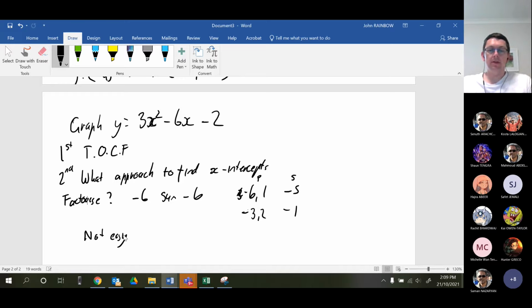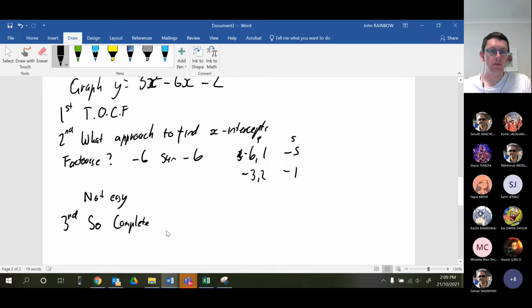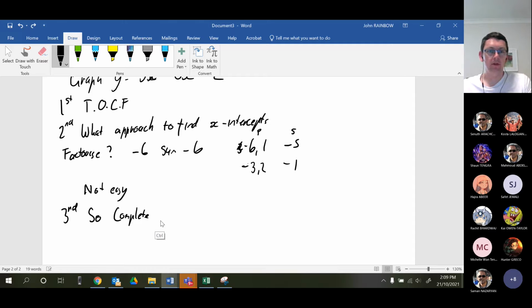You now have two choices. You can either complete the square, which will always work for you, or use the quadratic formula. And that's pretty much how we do it.